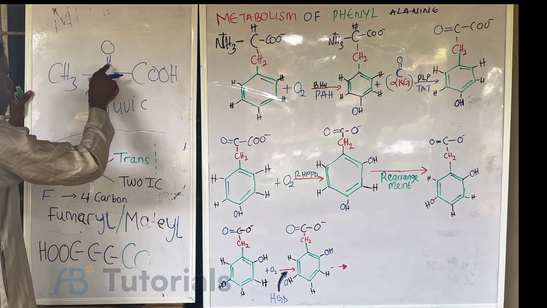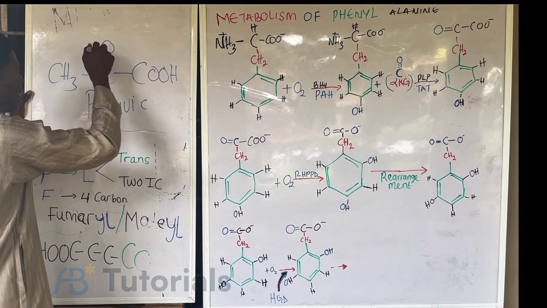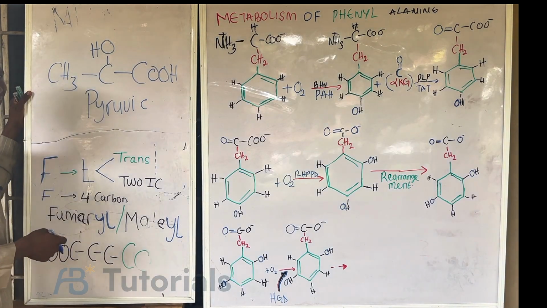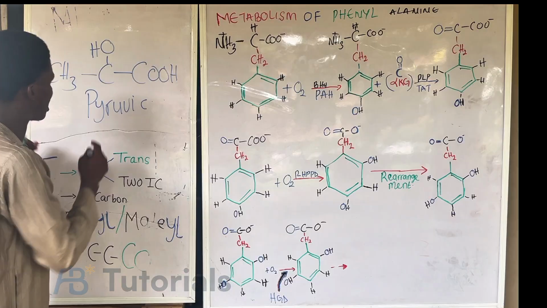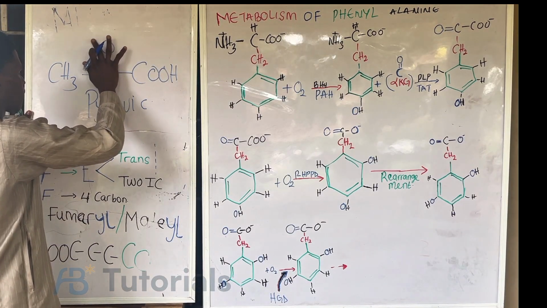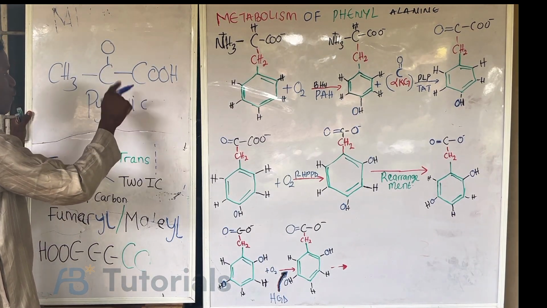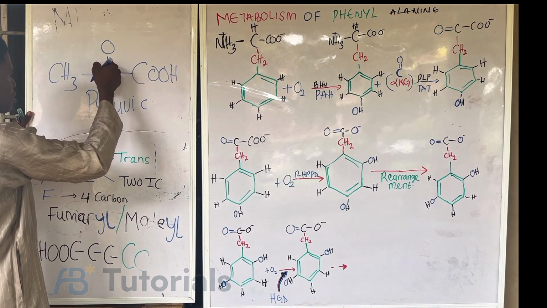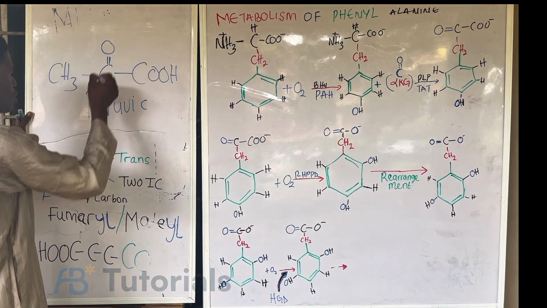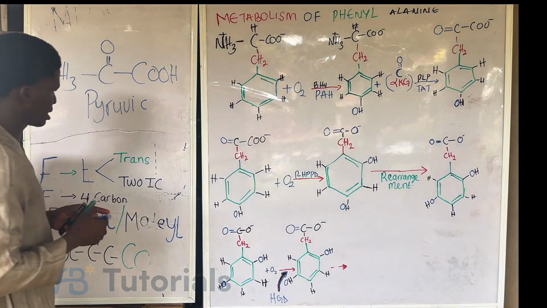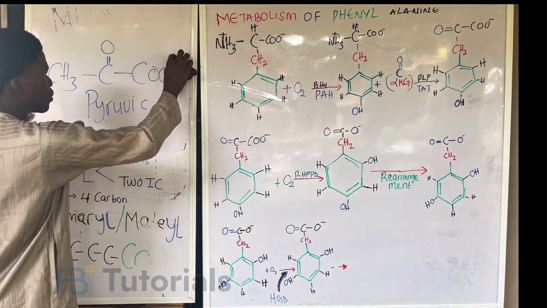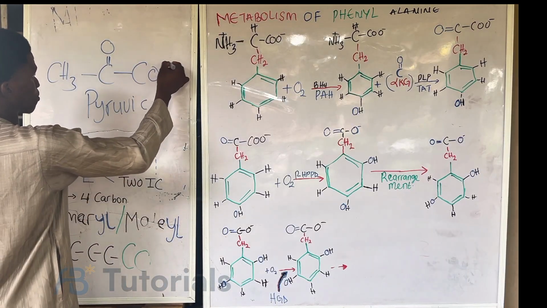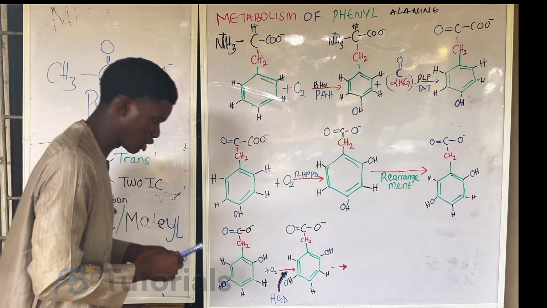But this is pyruvic acid. Removing the double bond and adding a hydrogen to this, we turn this to lactic acid. I hope it is clear, but I don't need lactic acid here. Just know that you can get your lactic from pyruvic. So this is the pyruvic acid. Mind you, if this hydrogen is not there, it means that instead of pyruvic, it will be pyruvate, but they are still almost the same thing.